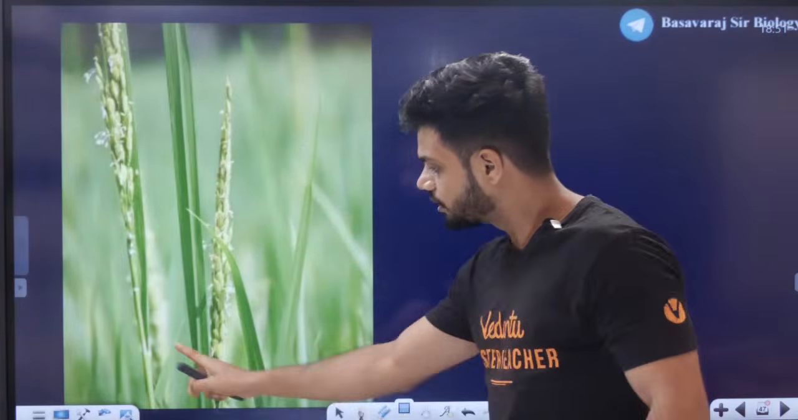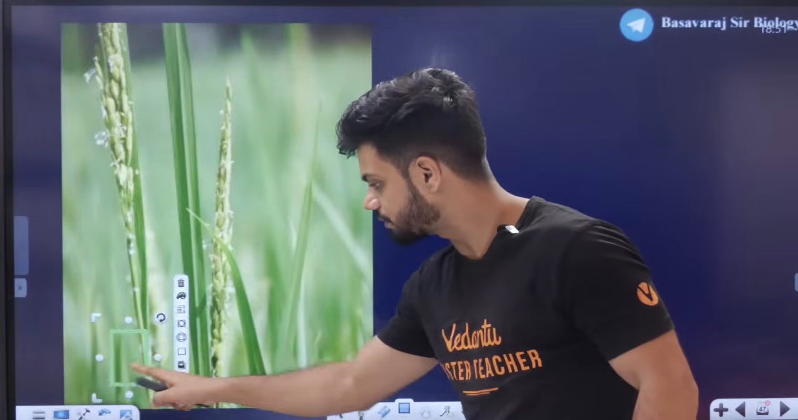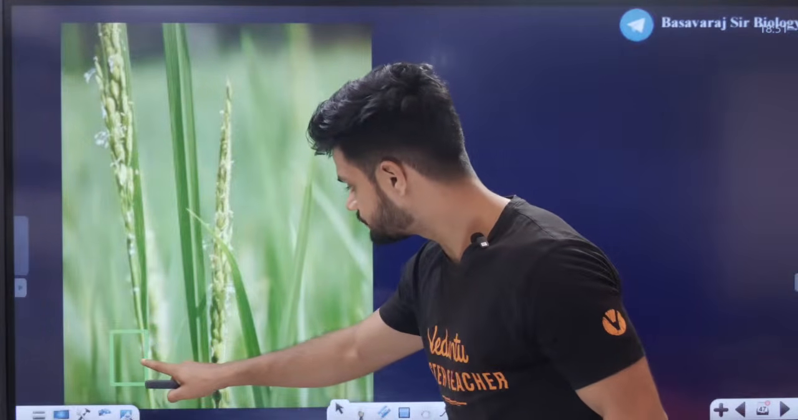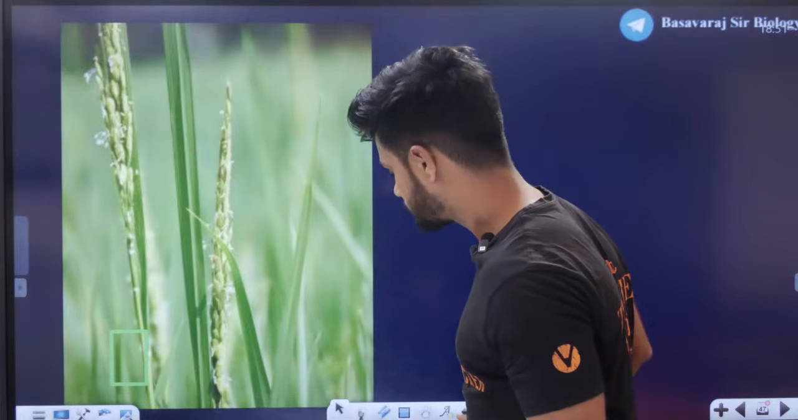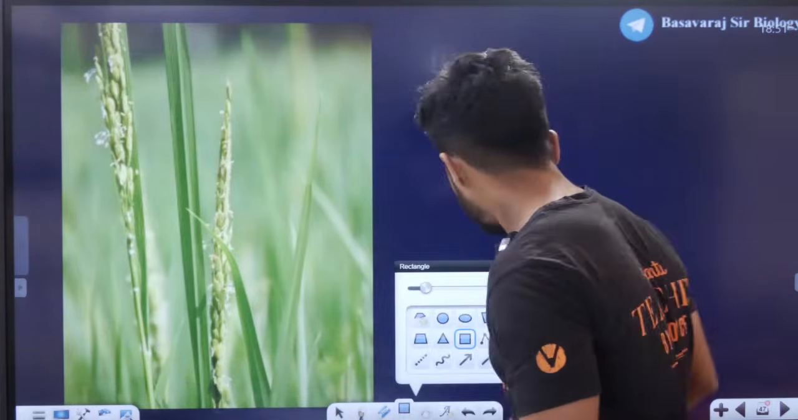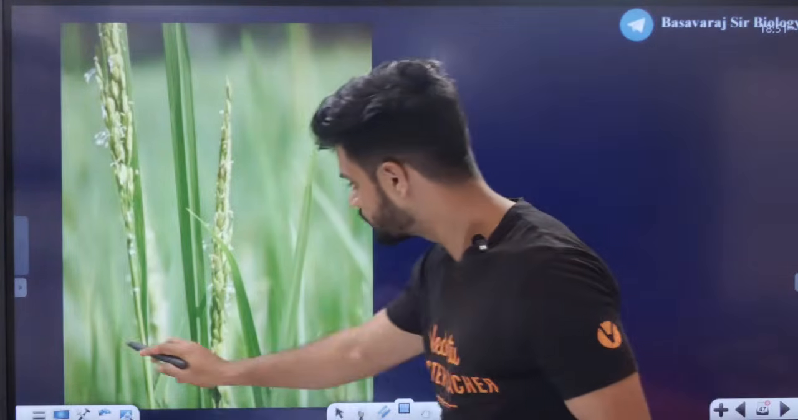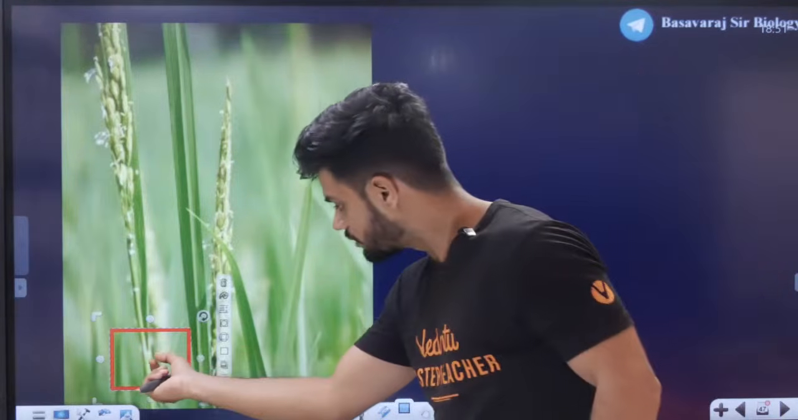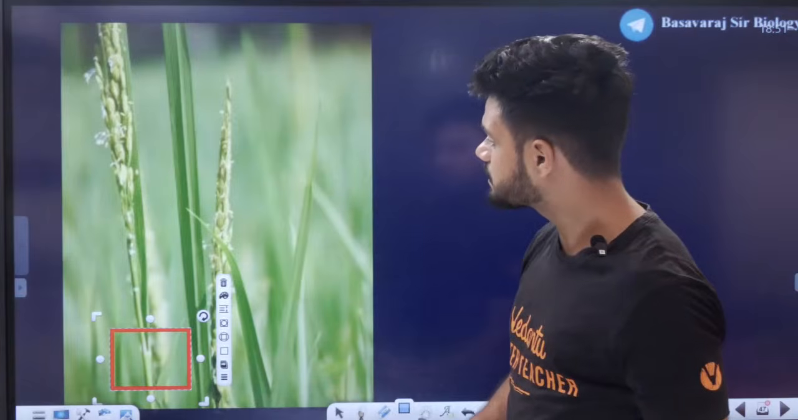Parallel venation. Can you see here, students? This point right here. You can see here, right here, that your leaf sheath base is observed here.